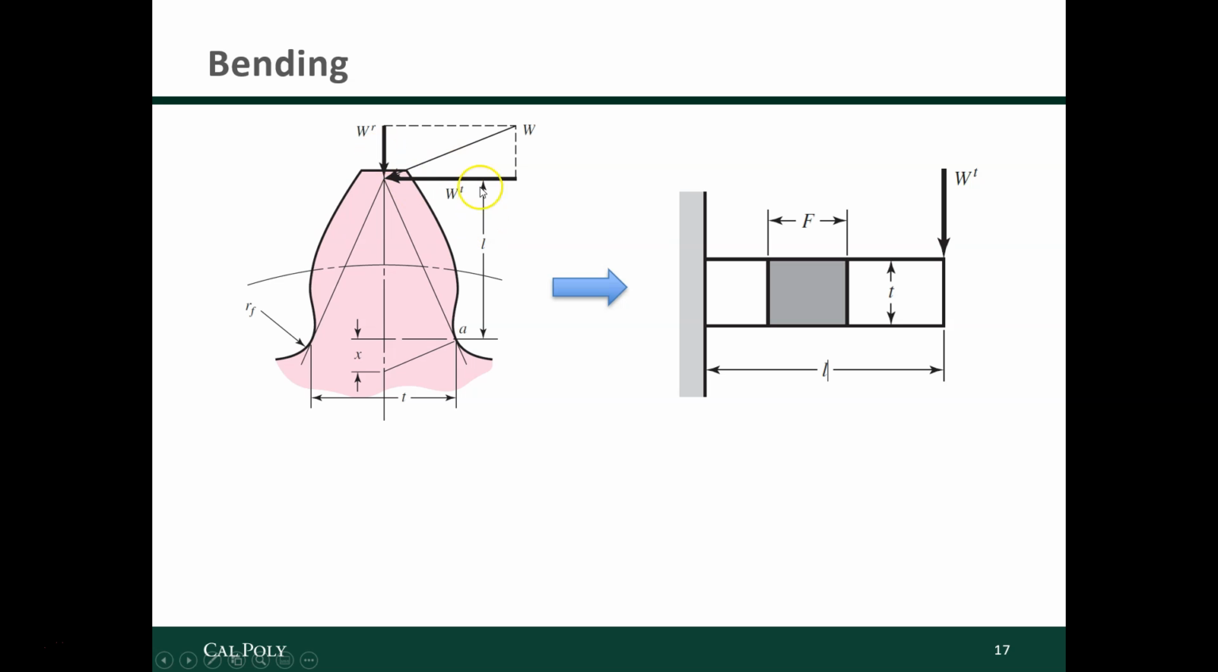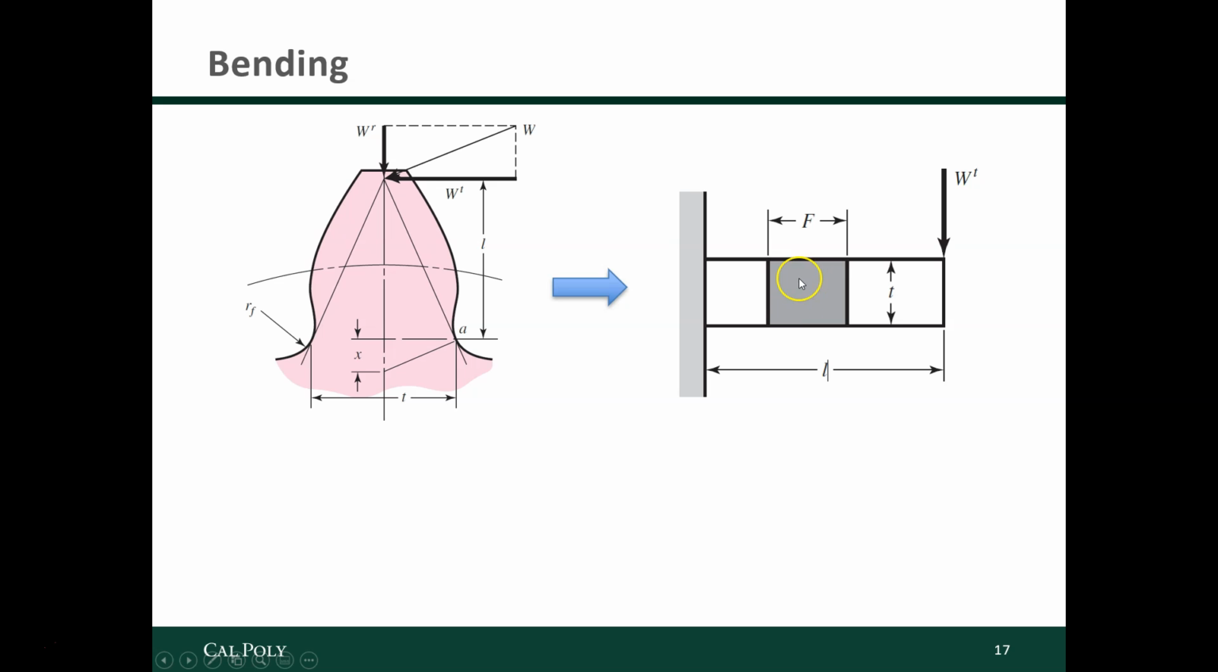We break it down into these components, and in this case, we're only concerned about the component tangential to the pitch circle. T is the thickness of the tooth, and that is measured from here to here, this distance here, this T. That is distinct from the face width, which is the depth into the page.